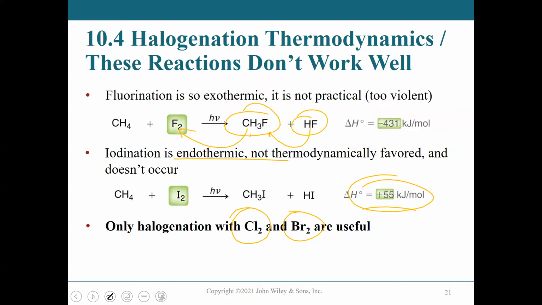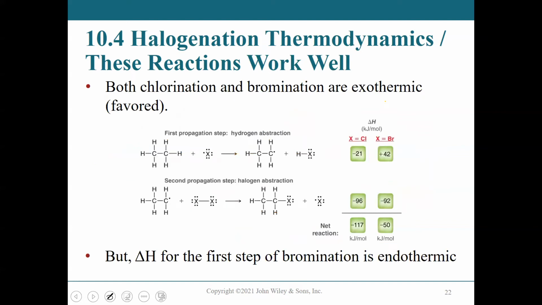And the iodination is too slow. Why? Because maybe the iodine doesn't break that easily. It takes too much energy, right? You can see here the delta H, the enthalpy, is plus 55 kilojoules per mole. And fluorination is too much energy, minus 431. Wow, there's a lot of energy that is released by just 1 mole of the chemicals. Okay, so for halogenation, only chlorine and bromine are the ones that are used.